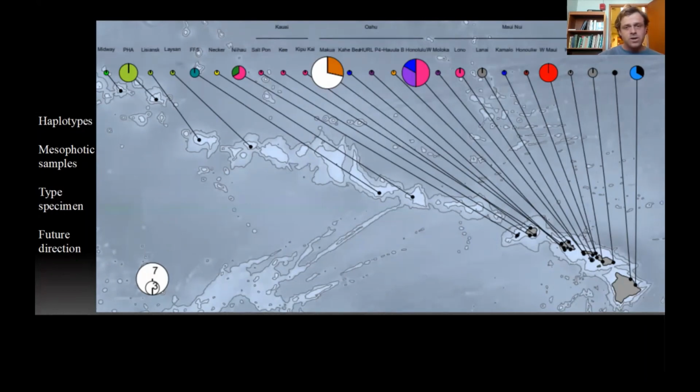We are in talks right now with people from around the Pacific to send us more samples of Amansia glomerata, and we are also collecting samples from here in the Hawaiian archipelago to compare and add into this network.